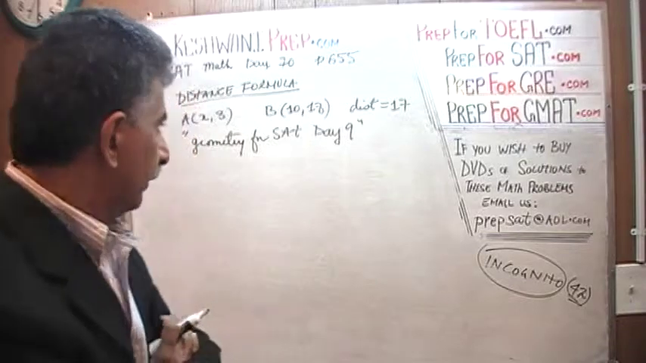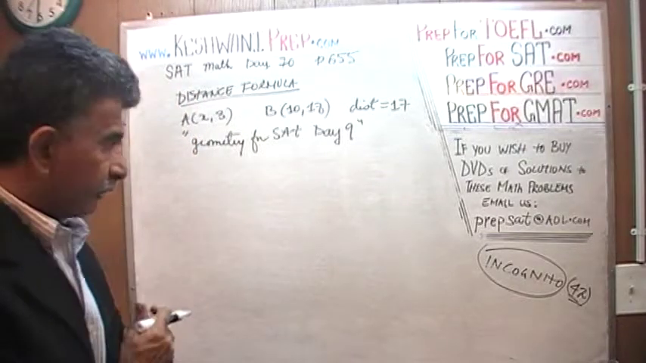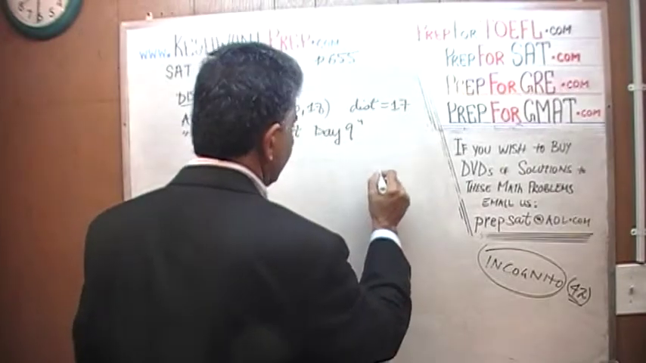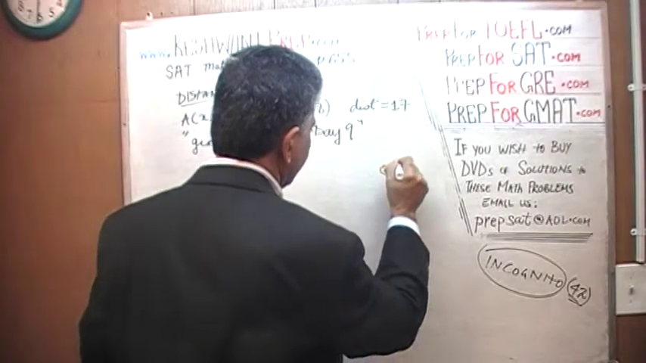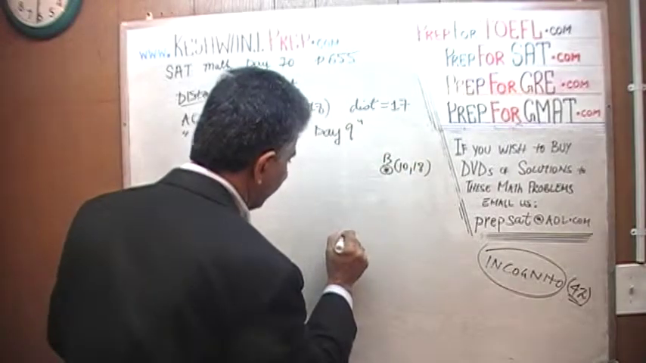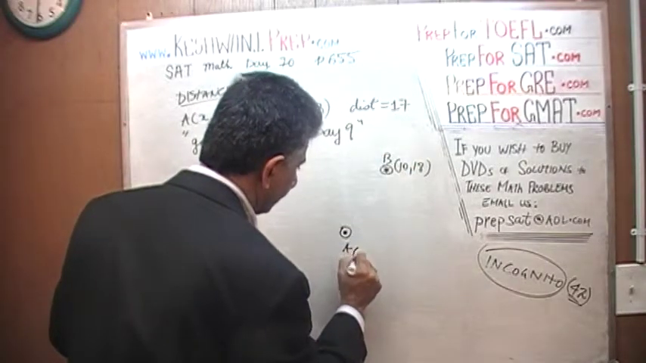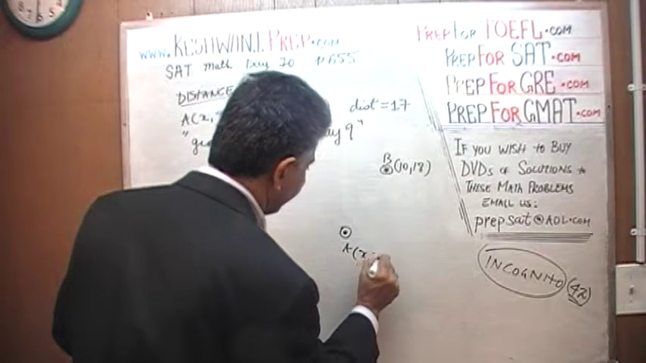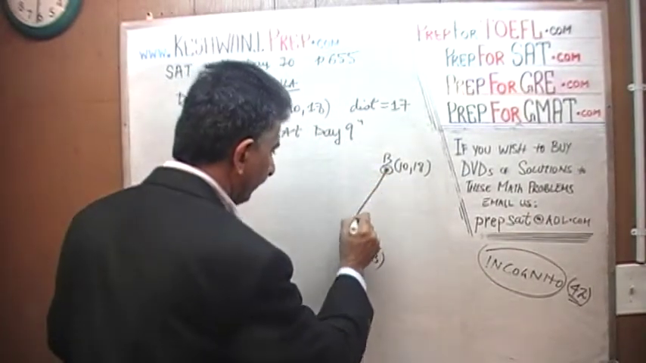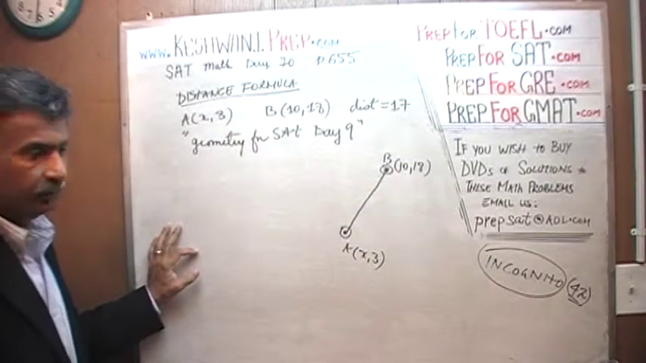Do you understand? So what is distance formula? Here's what's going on. We have 2 points, point A and point B. This is our point B, let's call it 10 and 18. And somewhere here is point A, let's call it x and 3. Our job is to find the distance between these 2 points.